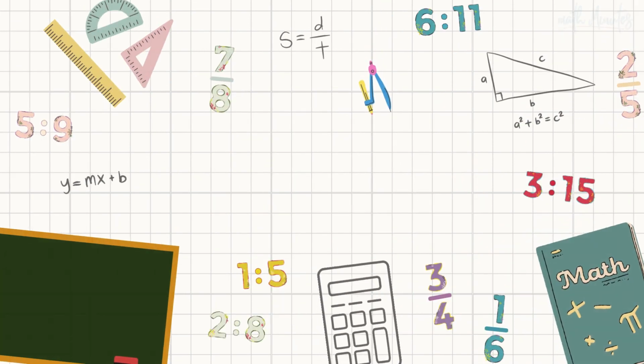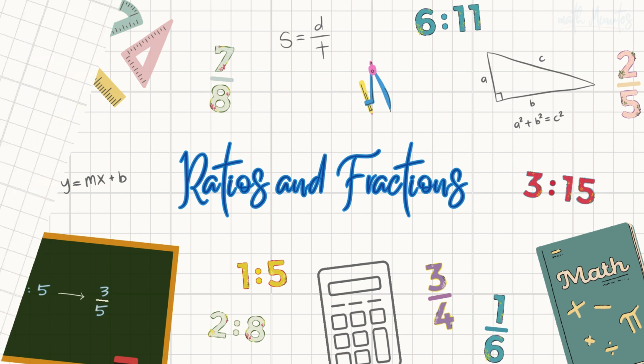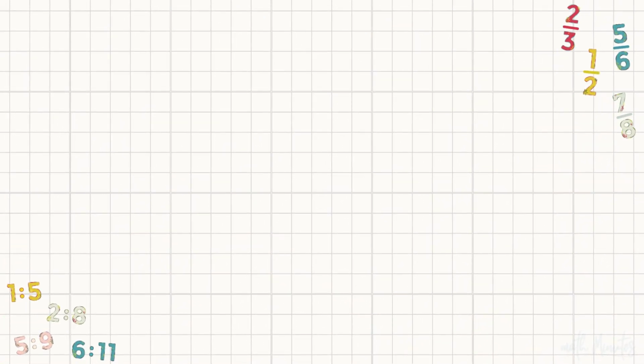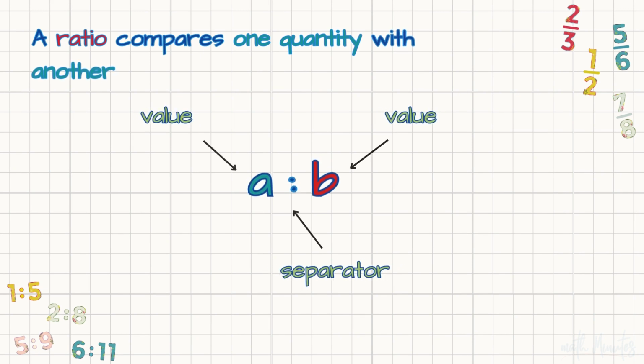We're diving into the world of ratios in this video and learning how to convert them into fractions. It might sound tricky, but I promise it's easier than you think. First things first, let's recall what a ratio is. A ratio is a way of expressing the relationship between two or more quantities. It's often written as A to B.